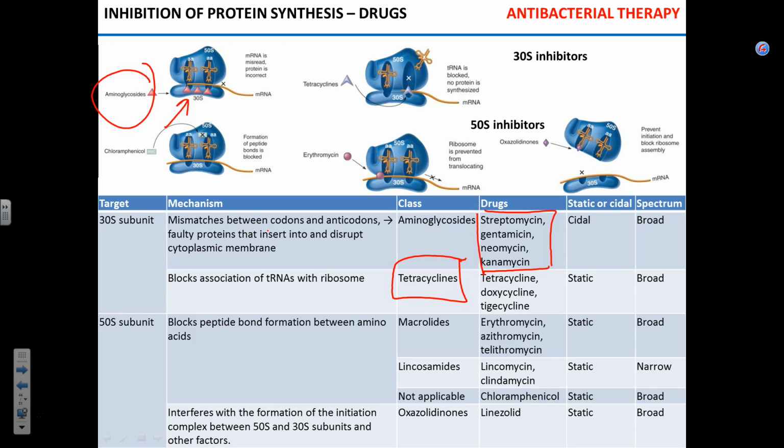Later, the class of the protein synthesis inhibitors called tetracyclines, which bind to the 30S subunit and prevent tRNA from binding to the ribosome, was discovered. Now, these drugs are not bactericidal at the therapeutic doses, they're bacteriostatic. But the great advantage of tetracyclines is the range. These are antibiotics with the broadest spectrum of effects.